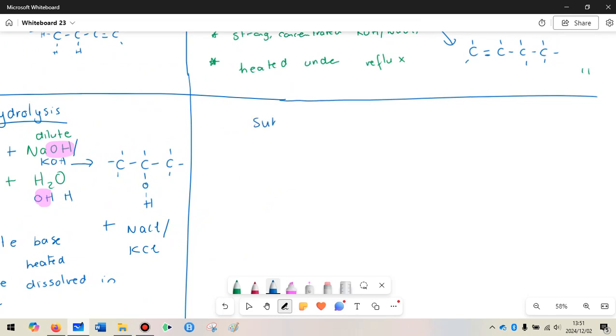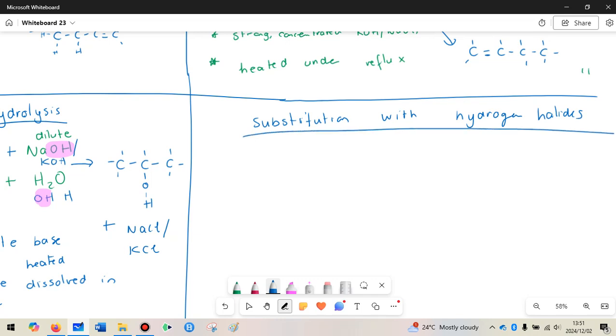The last one is substitution with hydrogen halides. Okay, there's no little short name for this one. We're just going to call it what is happening exactly. And it's kind of the opposite of what we just did. We just made an alcohol from a haloalkane. Now you're going to take an alcohol and you're going to make a haloalkane. Okay, and it's a nice easy one because we're just going to take the OH and substitute it with the Cl.